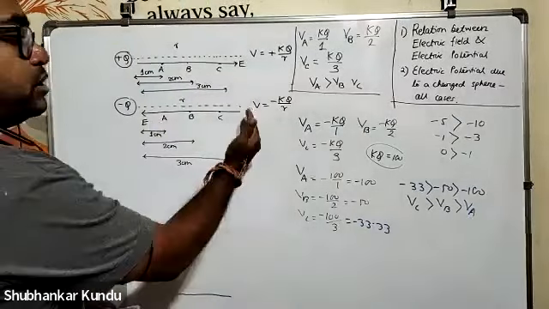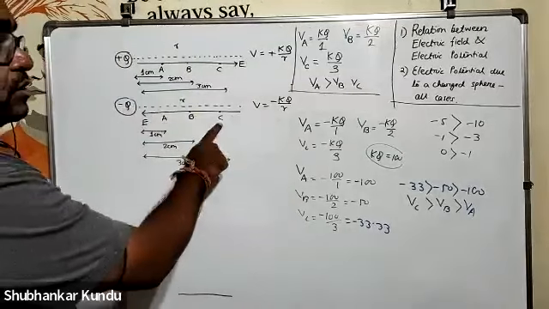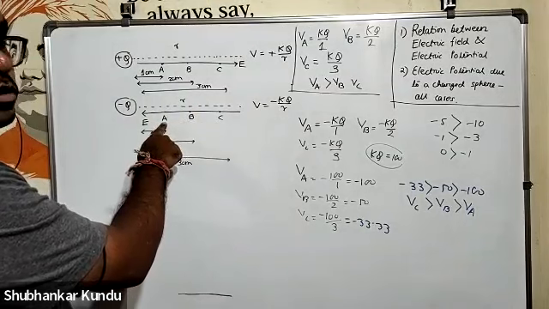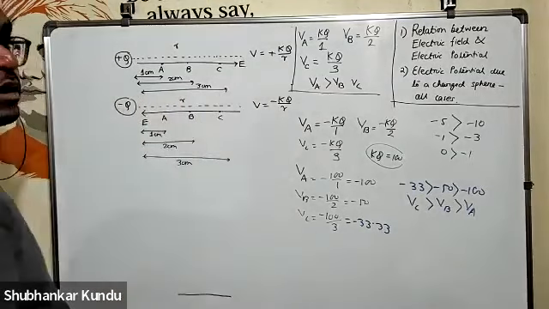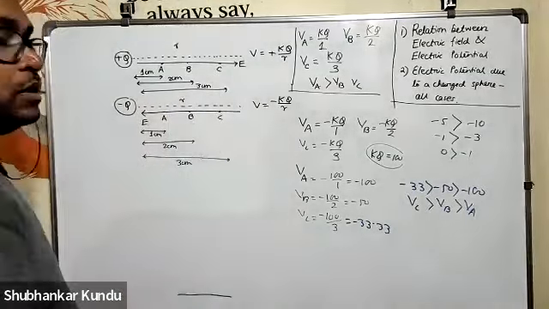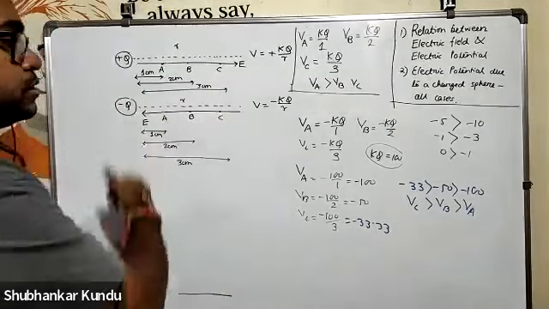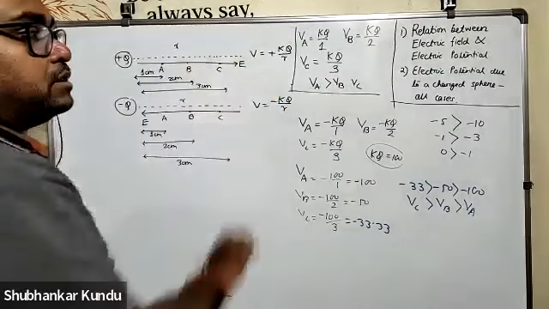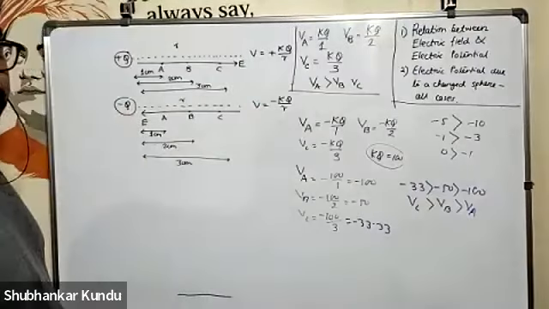That means the potential is decreasing in this way. VC is the highest, VB is less than VC, and VA is the smallest of all. Potential is decreasing in this way. This is the direction of the electric field. Potential decreasing in this direction of the electric field.